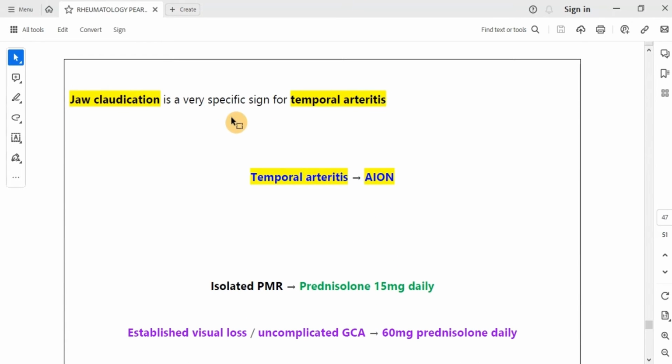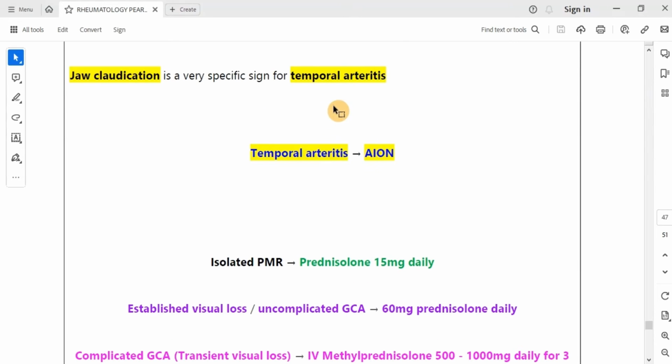Jaw claudication is a very specific sign for temporal arteritis, also known as giant cell arteritis, which may ultimately lead to arteritic anterior ischemic optic neuropathy.